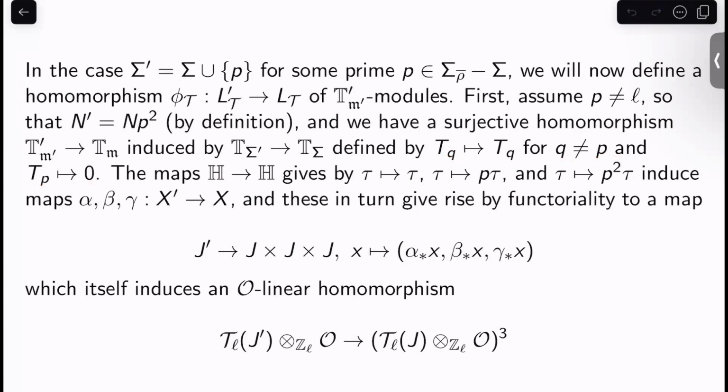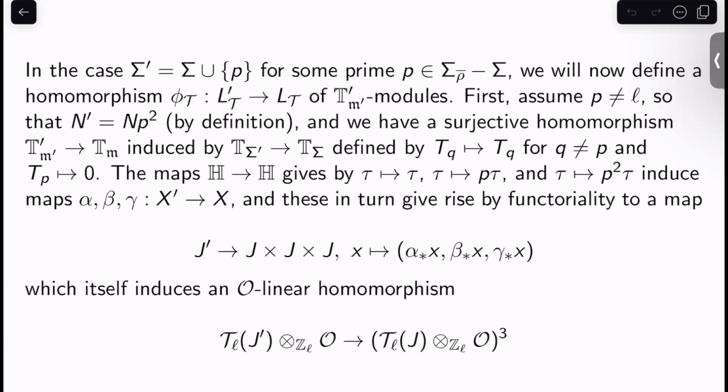Now, there are these maps from the upper half plane H to itself given by tau maps to tau, so the identity map, tau maps to P tau, and tau maps to P squared tau. These induce maps alpha, beta, gamma, we'll call them, from X prime to X, these modular curves. And these, by functoriality, in turn give rise to a map from J prime to J cross J cross J. Here's the map. It sends X to alpha lower star X, beta lower star X, gamma lower star X. All of this stuff was defined back in chapter 3, these lower star maps.